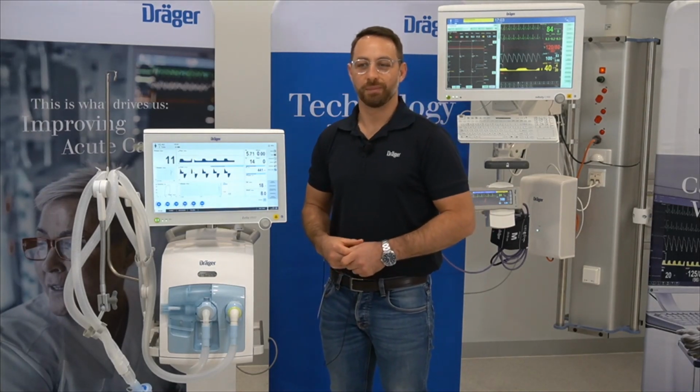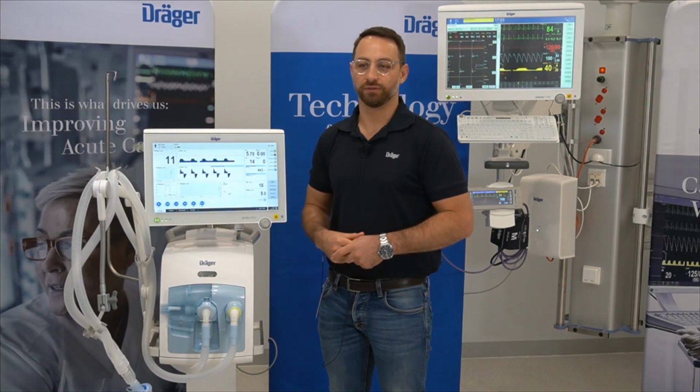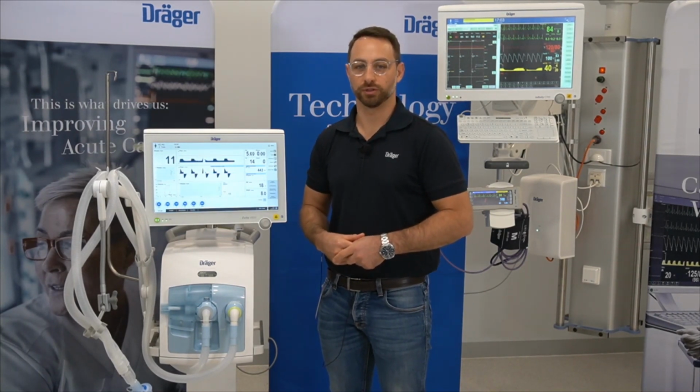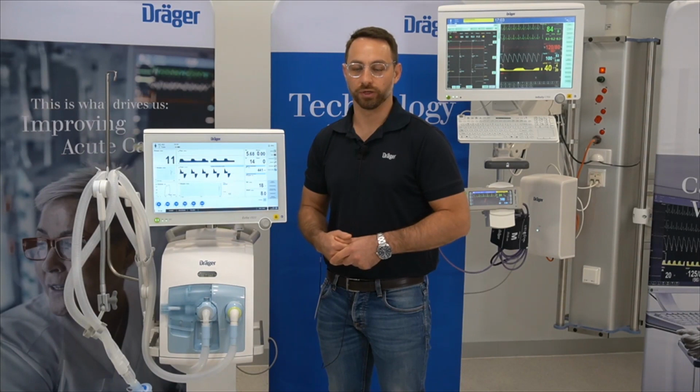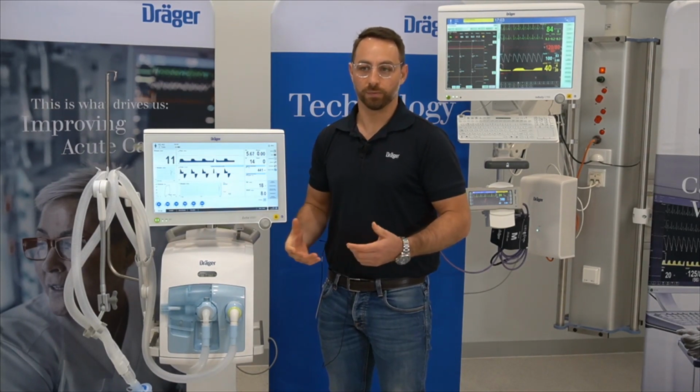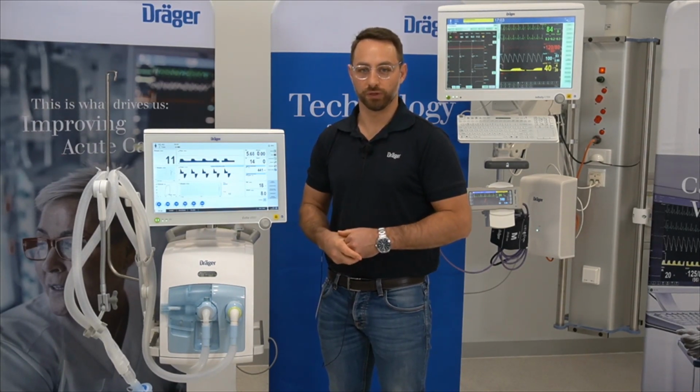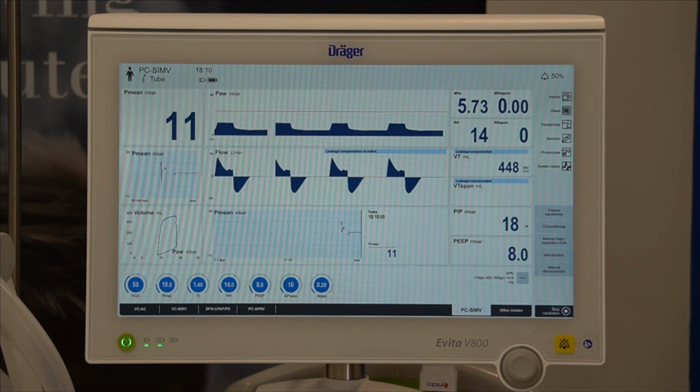Thanks, Christian. I'm now going to display a sustained inflation or continuous descending pressure recruitment manoeuvre, otherwise known as a 40-40. This is an inspiratory hold for a maximum of 40 seconds. A sustained inflation recruitment manoeuvre, otherwise known as an inspiratory hold of 40-40, can improve a patient's gas exchange and end expiratory lung volume. We recommend setting the driving pressure relative to the patient's P plat.